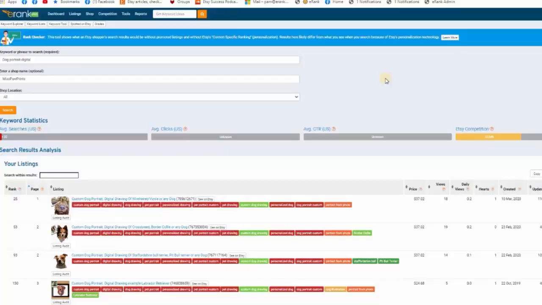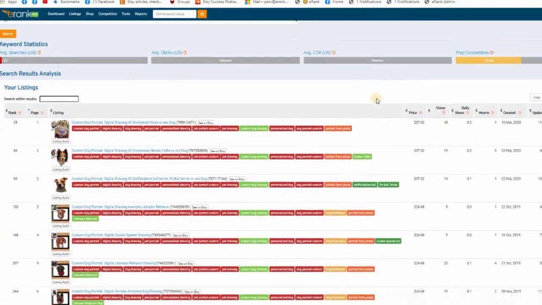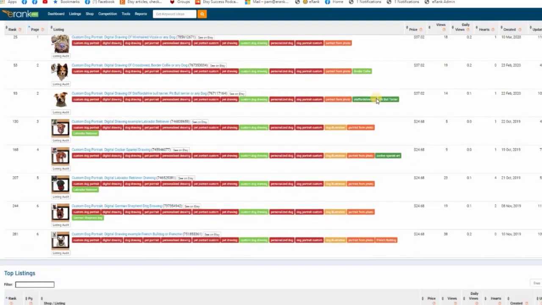I kept the experiment as similar as I possibly could. So this was in my second shop, which I don't really have time to work on, so it's pretty dead. And I picked the term dog portrait digital that I know that I can rank for. It's got a fair amount of competition, so I can't rank for it super easily, but I also know nobody's really searching for it just now, so I wasn't likely to spoil my results by having people accidentally clicking on it and buying it when I was just running an experiment.